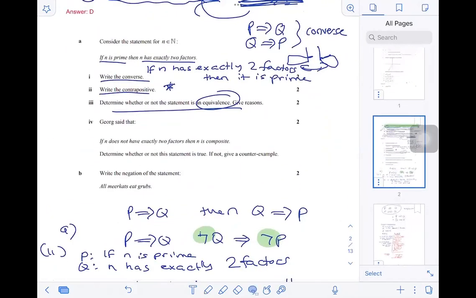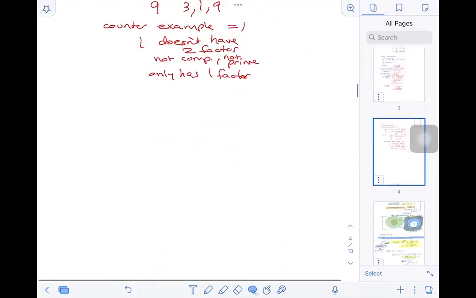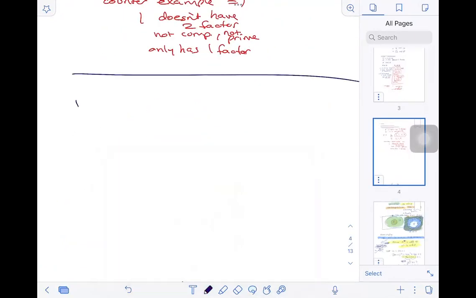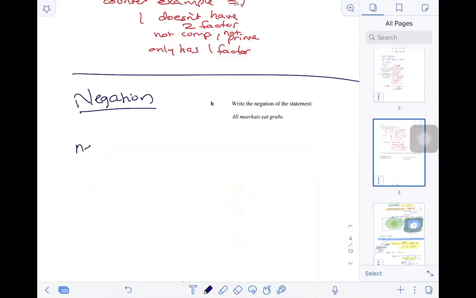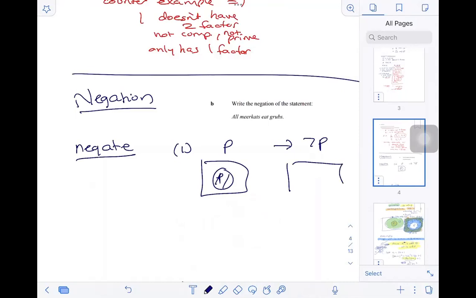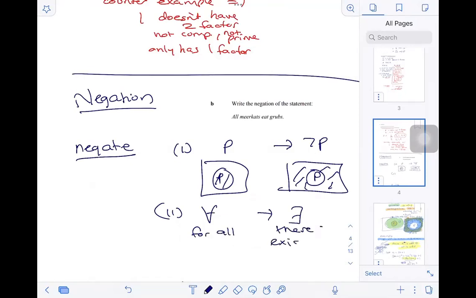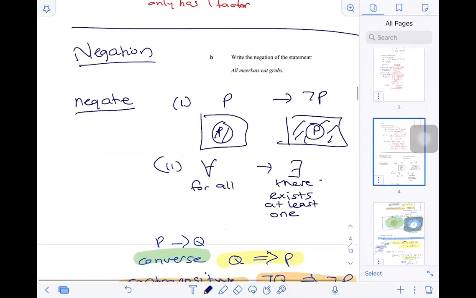Okay, the next one, the meerkats. So what's the negation? All right, I'm just going to run through some things with negation because there's some important things that you should know. There's the meerkat one. Okay, so a negation. If you want to negate P, it is just not P. If you want to negate anything with for all in it, you need to put the one which is exists. This means for all, and this is there exists at least one thing where it's true.